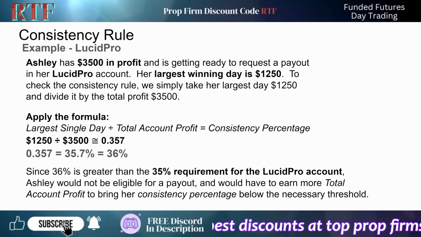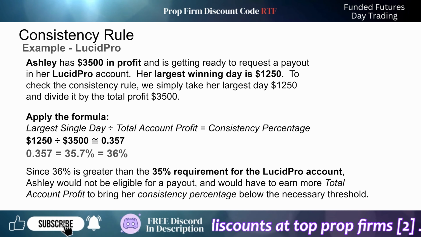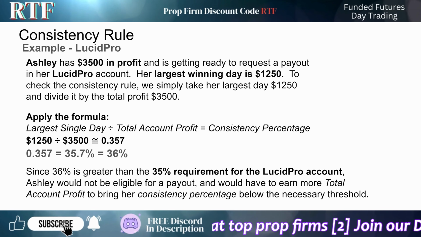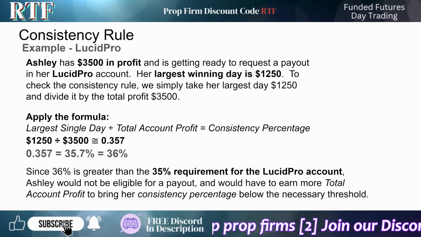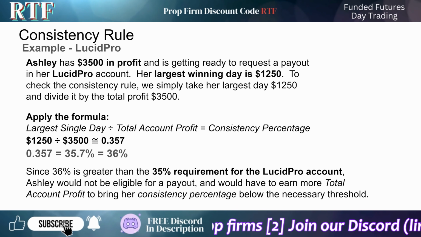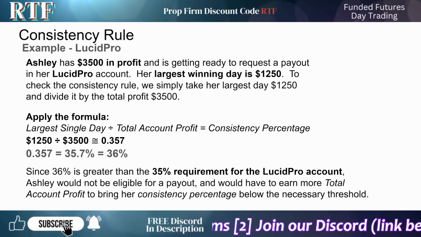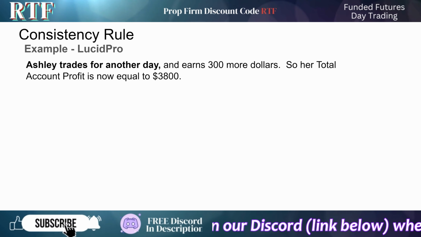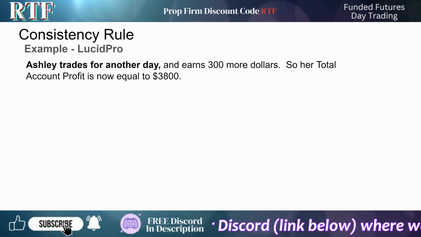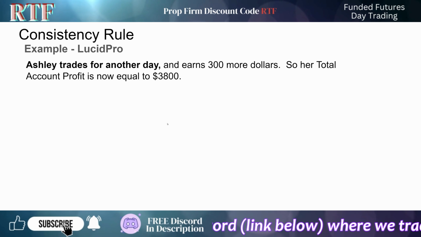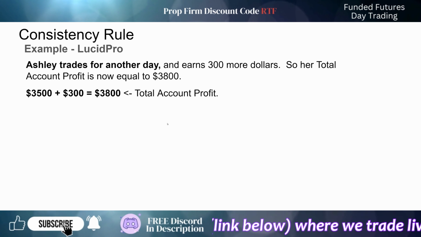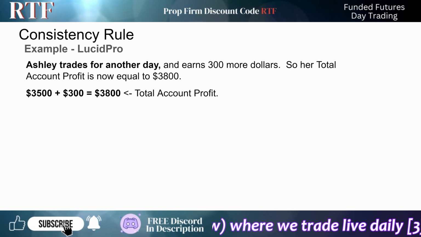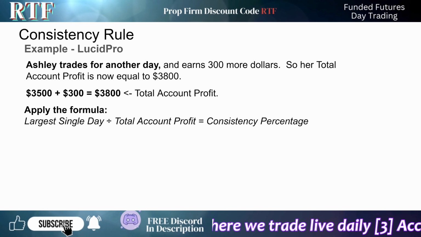And since 36% is greater than the 35% requirement for the Lucid Pro account, Ashley would not be eligible for a payout and would have to earn more to bring up her total account profit so her consistency percentage would be below the necessary threshold. Let me show you. So Ashley trades for another day and earns $300 more. So her total account profit is now equal to $3,800, which is $3,500 plus $300 equals $3,800. That's her new total account profit. And then we can apply the formula.